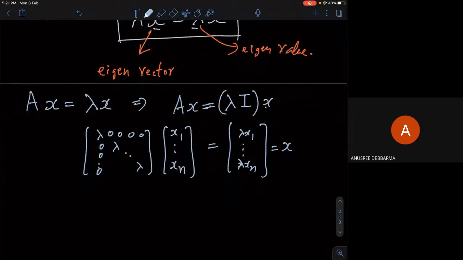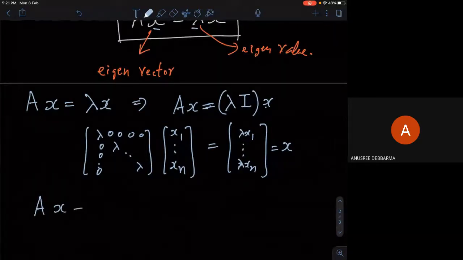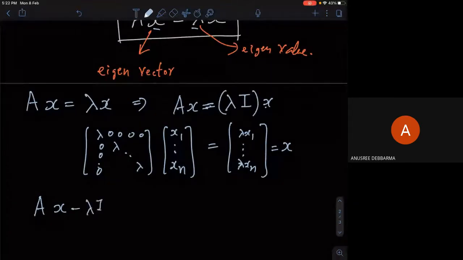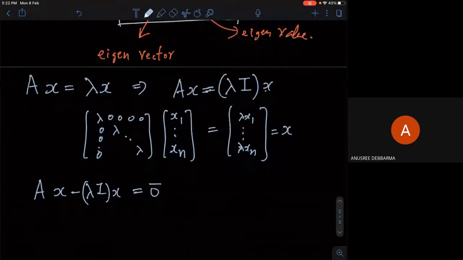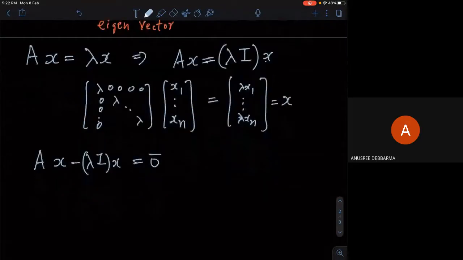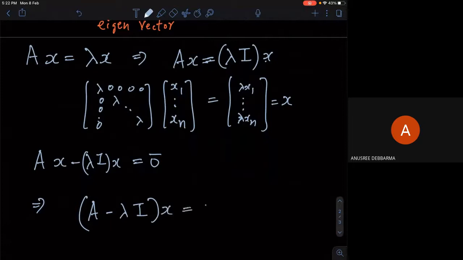Right. And since this is the case, Ax is equal to lambda I x, you can rewrite this as Ax minus lambda I times x is equal to 0. It's a 0 vector. I put a bar on top to denote that it's a 0 vector. That means all entries are 0. And therefore, you can rewrite this as A minus lambda I times x is equal to 0.